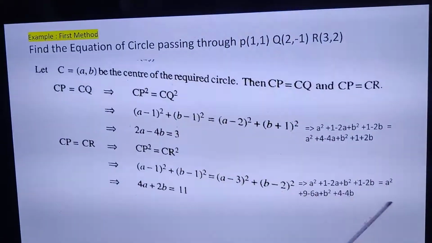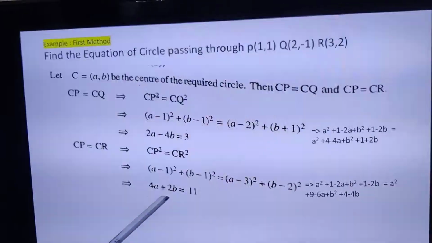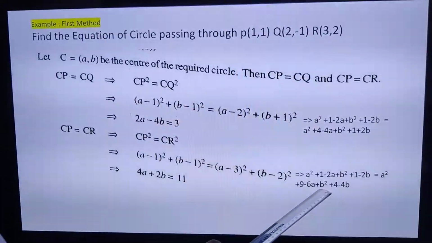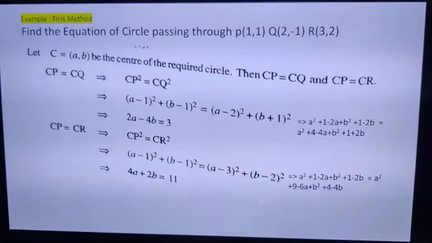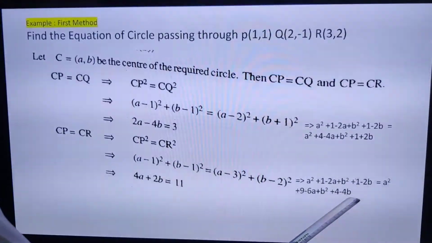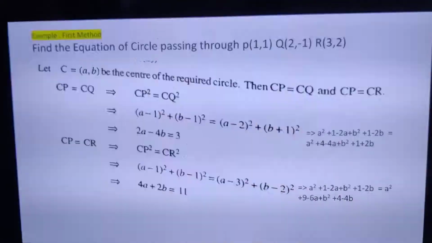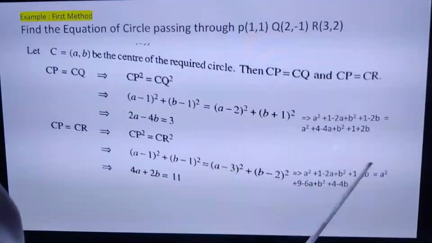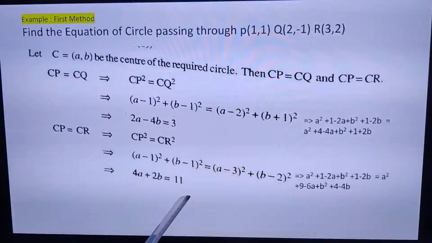Taking the a and b terms to the left-hand side and the constants to the right side, we get the equation 4a plus 2b is equal to 11. Why? Minus 2a minus 6a, taken to the left-hand side, we get minus 2a plus 6a becomes 4a. Here, already in the left-hand side minus 2b, taking minus 4b to the left-hand side, it becomes plus 4b. 4b minus 2b becomes 2b. Here 1 plus 1 is 2, 9 plus 4 is 13. Taking these two to the right-hand side, 13 minus 2 becomes 11.